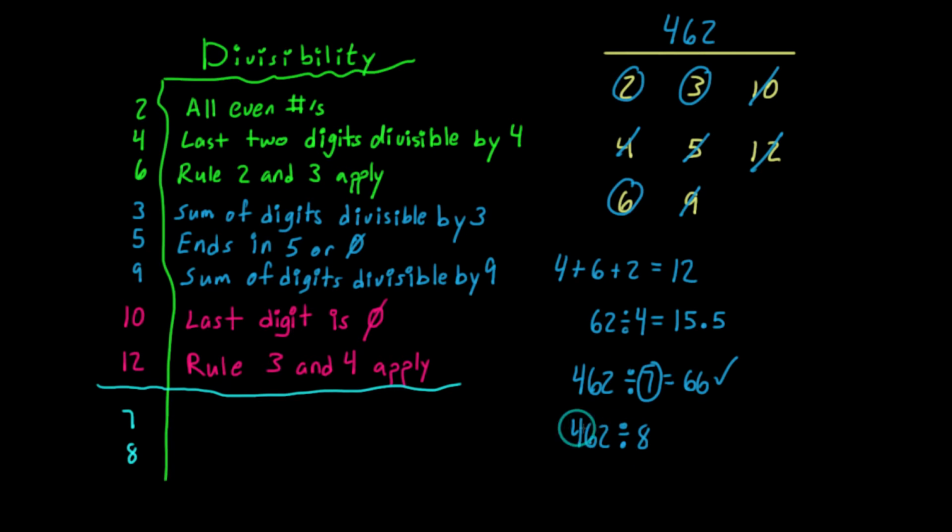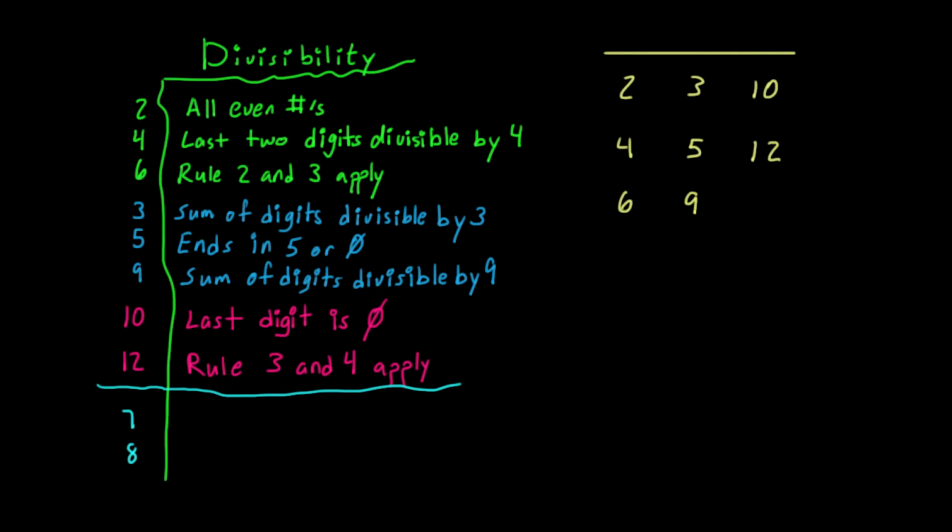But what about 8? Is 462 divisible by 8? Well, the quotient we'd get is 57.75. This isn't a whole number, it has a remainder, therefore 462 is not divisible by 8, so I could cross that off. Cool, let's take a look at another number.